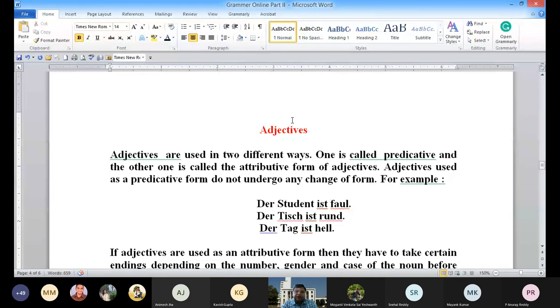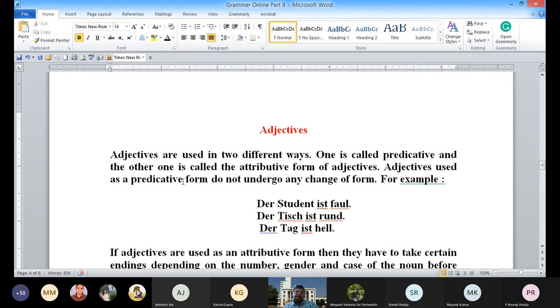Yes, sir. Okay, so you have learned lots of adjectives like gut, schlecht, langsam, schnell, faul, fleißig, and several others. Now you have learned these adjectives in a simple form, where you put them after the verb in a predicative way. Now I am going to tell you a little bit about how it will be done if you put the adjective before the noun. So adjectives are used in two different ways. One is called predicative and the other one is called the attributive form of adjectives.